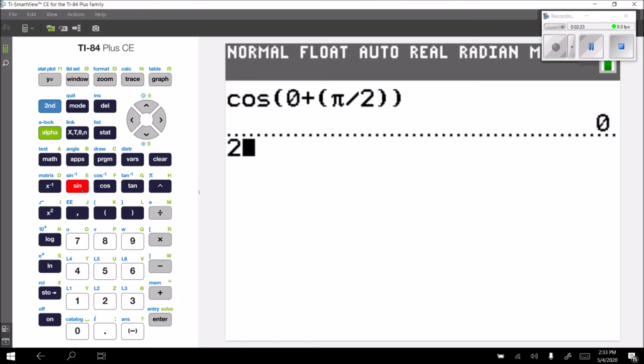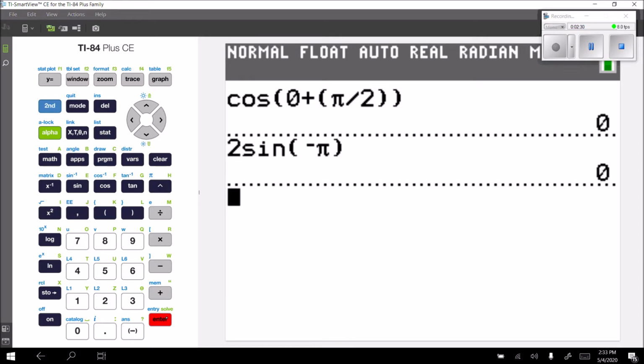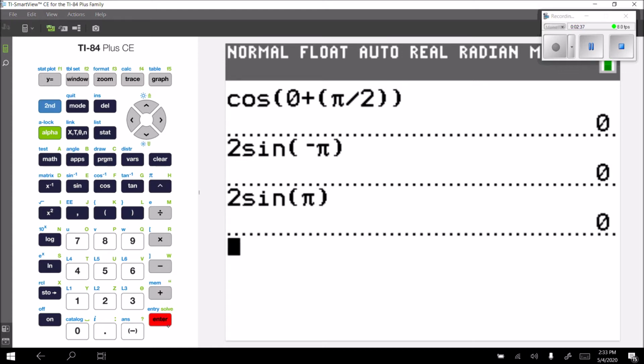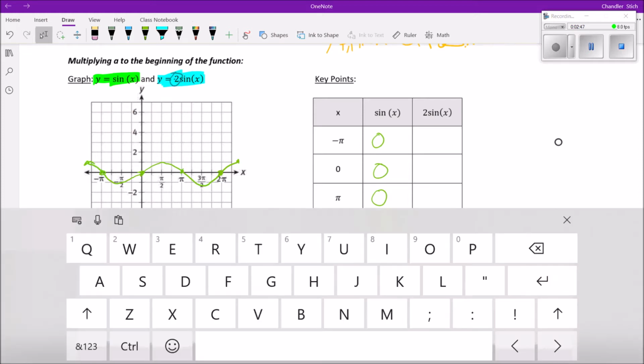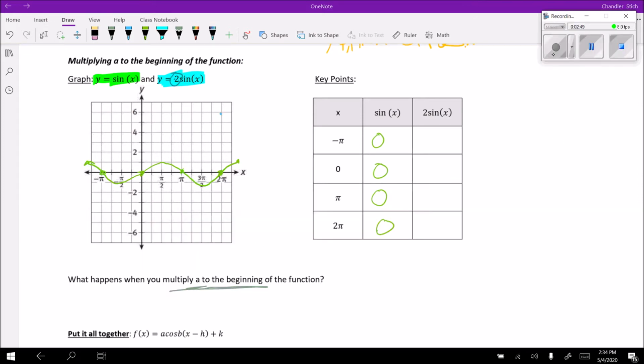So we'll go 2 sine of negative pi. Enter. All right, I still get 0. 2 sine of pi, I still get 0. Okay, so I'm still going to get a 0 here. So we can quickly fill these out. 0, 0, 0, 0, 0, 0, 0, 0.